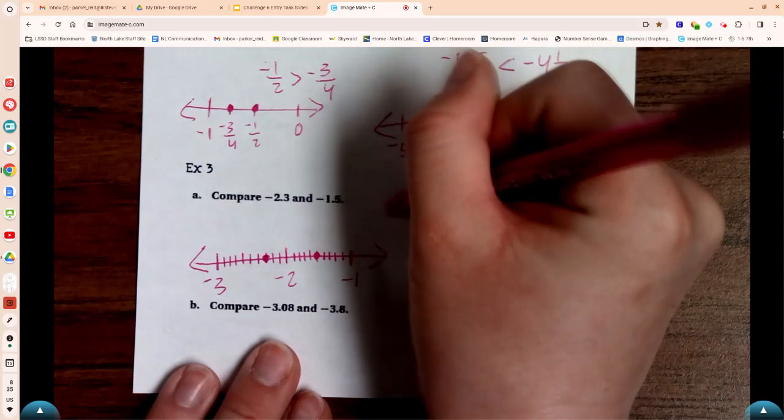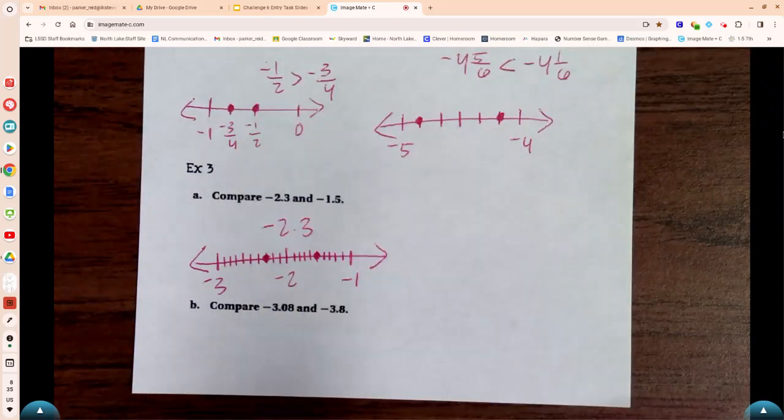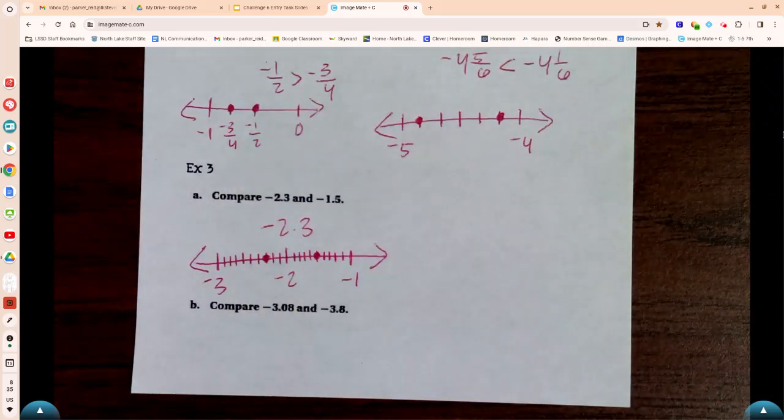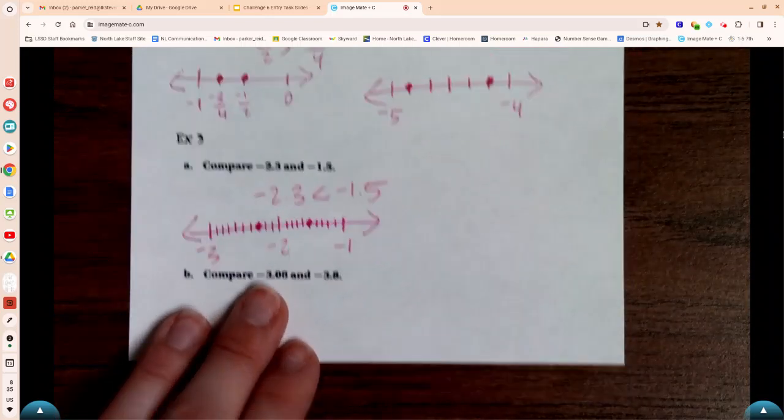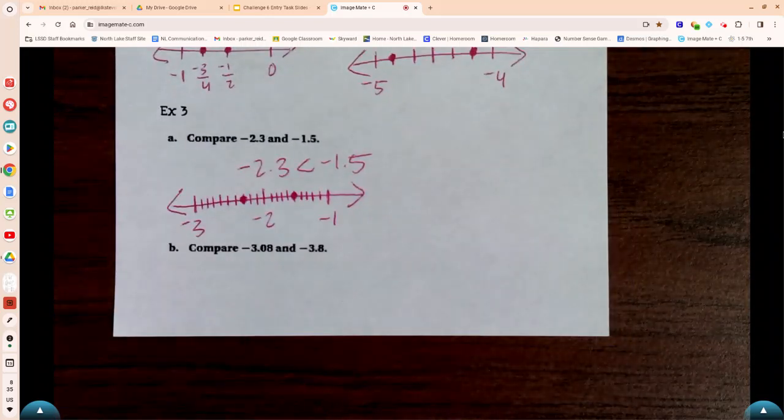And now using this, -2.3, is that greater or less than -1.5? Is that greater or less? Juliana? Because it's further to the left. Questions about 3A? Okay, we have our last one.